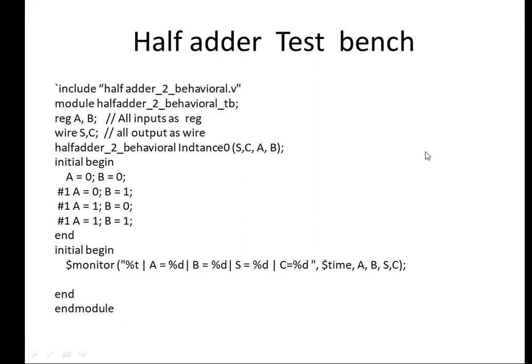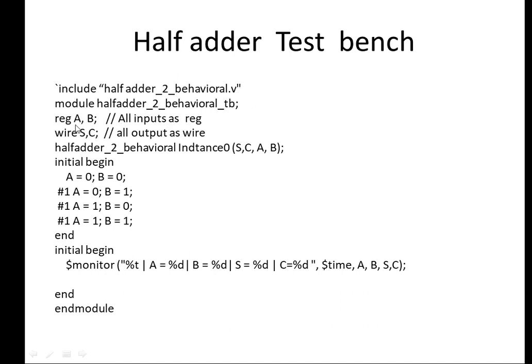We'll see how to write a test bench for a half adder. So this is the module name. It is your half adder circuit, which is the Verilog file, and this is the module name of your test bench, the same name underscore TB. So the inputs are A, B, and the outputs are S, C, sum and carry.